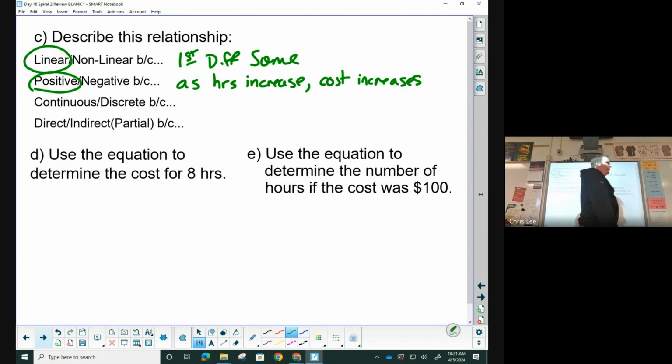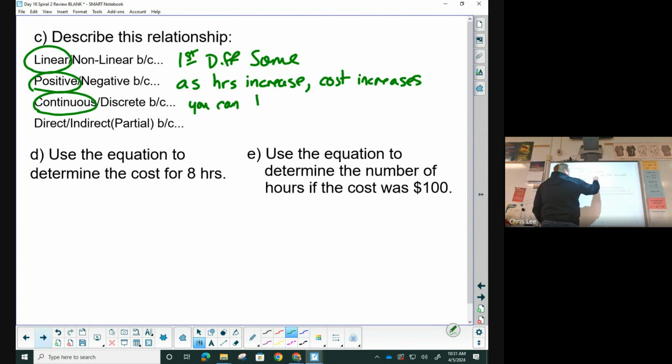There was only one that I think went down. Do you remember that one? She was like saving money and then she spent it. So as time increased, her money went down, her money decreased. We already decided it's continuous. Maya gave us a good reason because you can do like 1.5 hours.